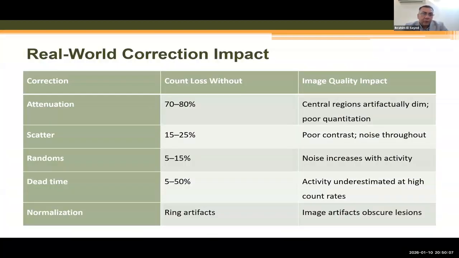Here is the real-world correction impact. If we need to know the impact of each correction, we will see here. For attenuation, the count loss without correction will be 70 to 80%. So this is very huge. For scatter, 15 to 25%. For randoms, 5 to 15%. For dead time, 5 to 50%. And normalization will create ring artifact. Okay, and here we can see the image quality impact of each one.